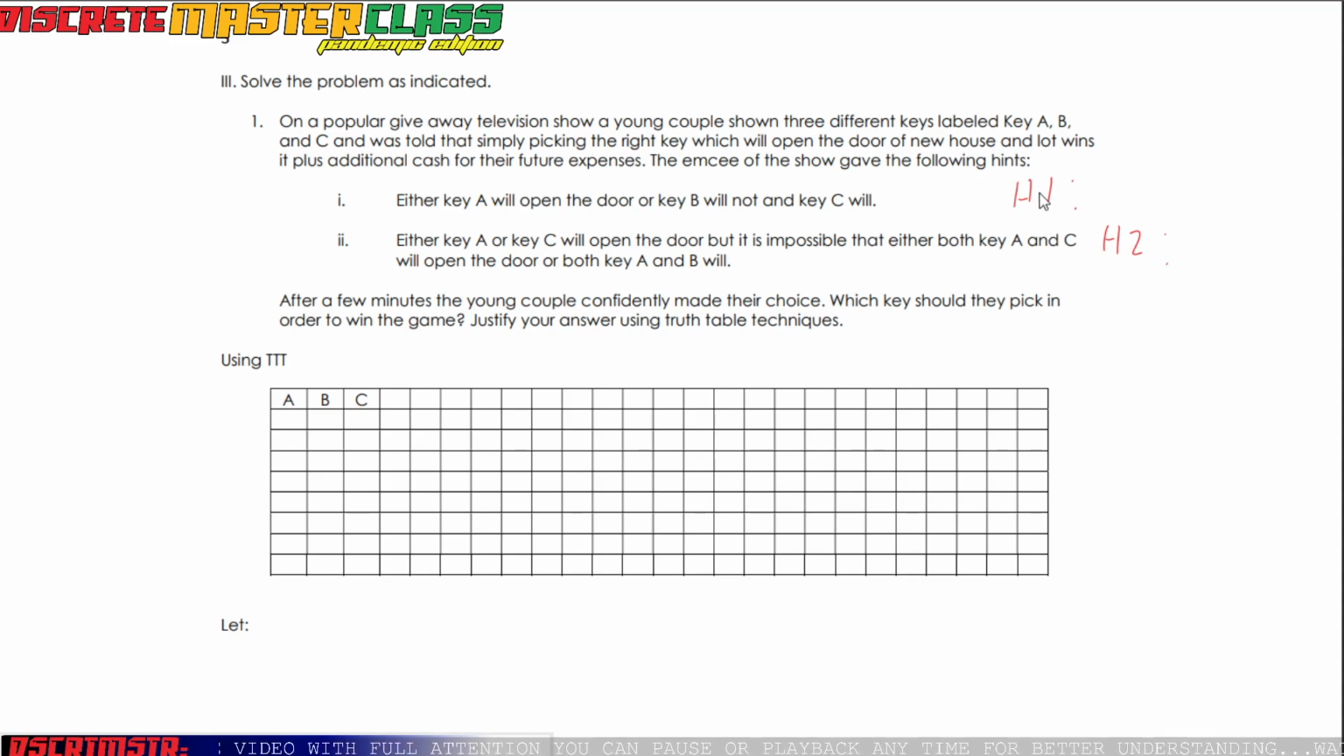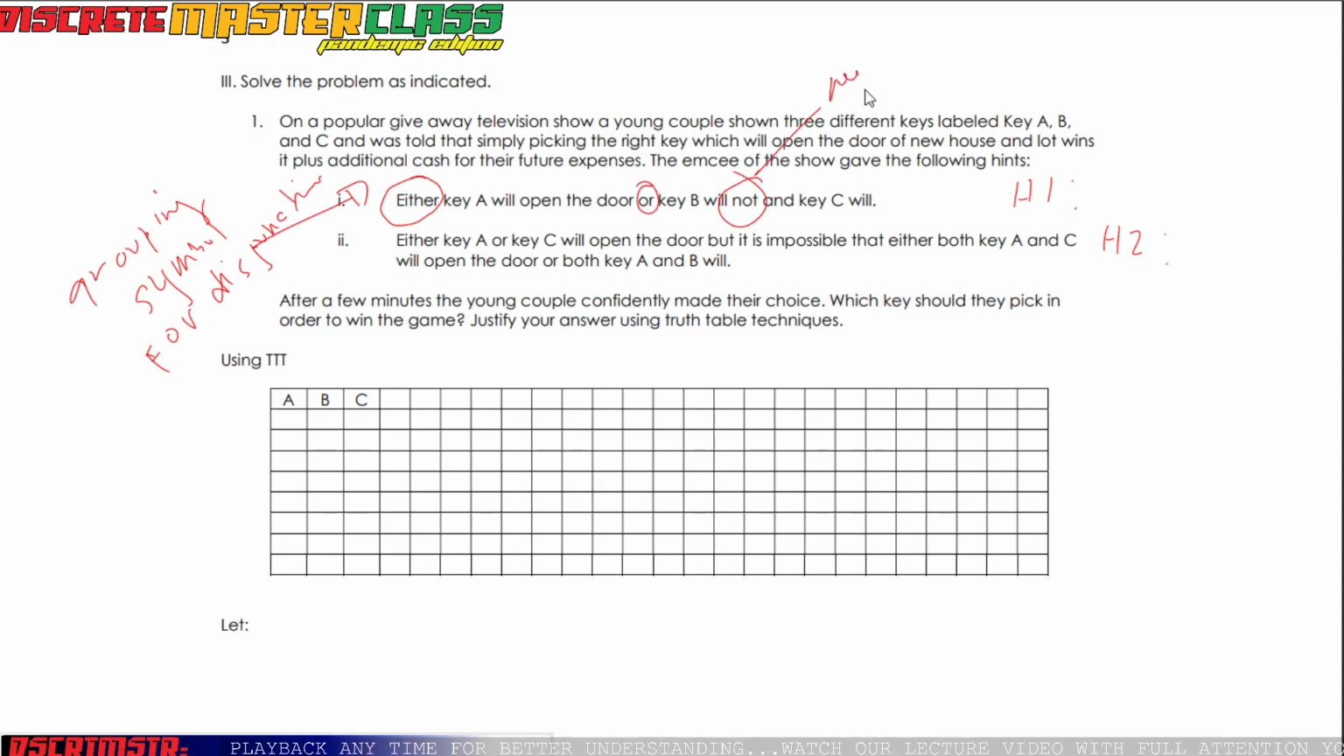The word either is very important because this is the grouping symbol for disjunction. Of course, this is disjunction. The word not is negation. Now, let's symbolize hint number 1, to determine how to symbolize a worded statement.